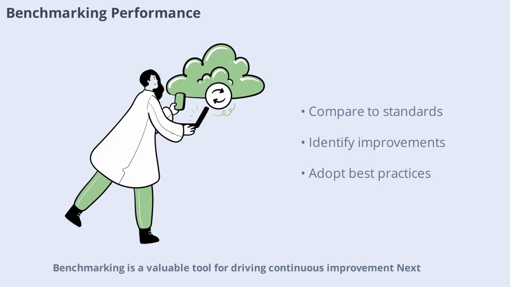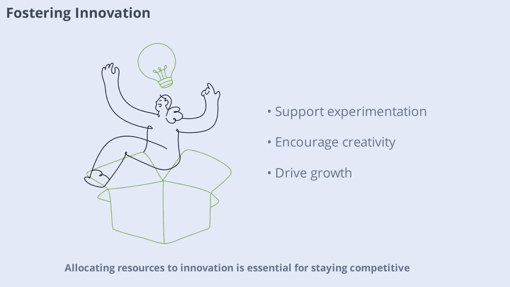Benchmarking is a valuable tool for driving continuous improvement. Next, we'll explore the role of innovation in allocation. Allocating resources to innovation is essential for staying competitive. This means setting aside time, money, and talent for experimentation and creative problem-solving. Encourage teams to propose new ideas and pilot projects even if they involve some risk. By supporting innovation, organizations can discover new opportunities and drive long-term growth.